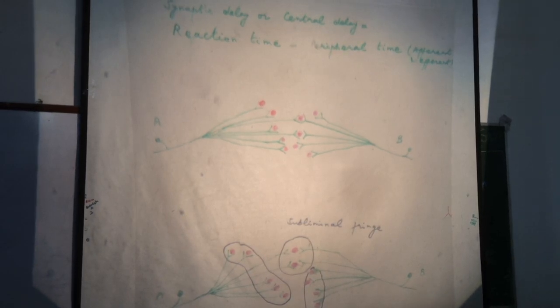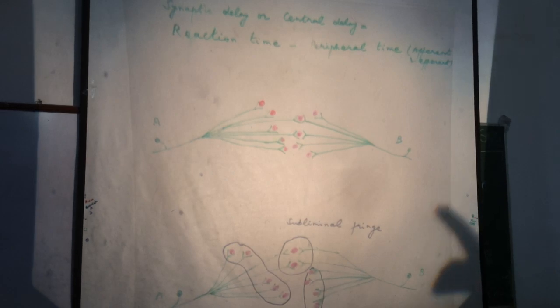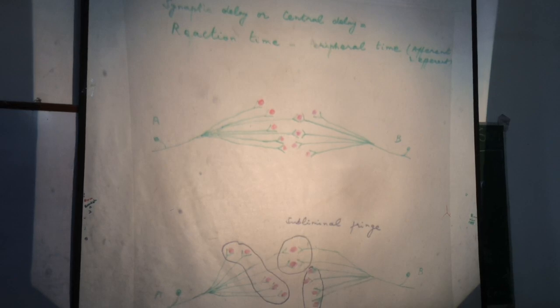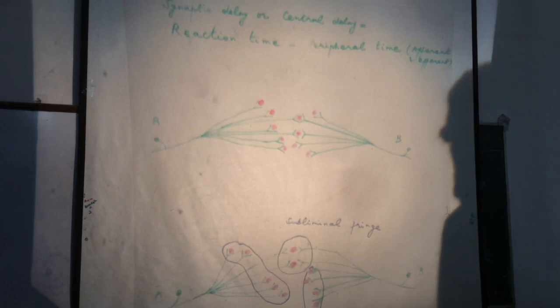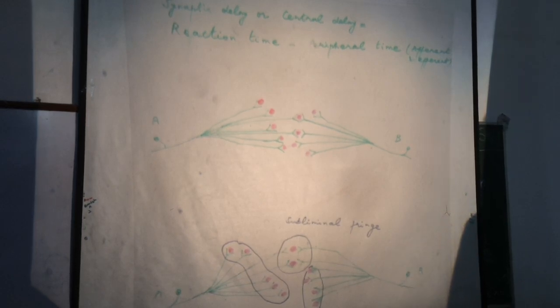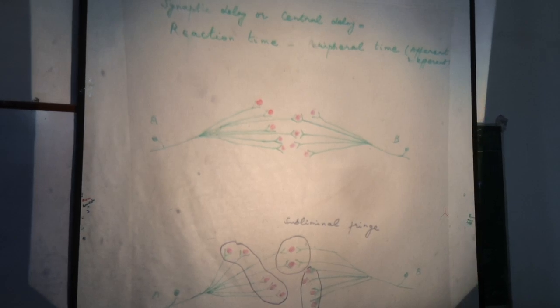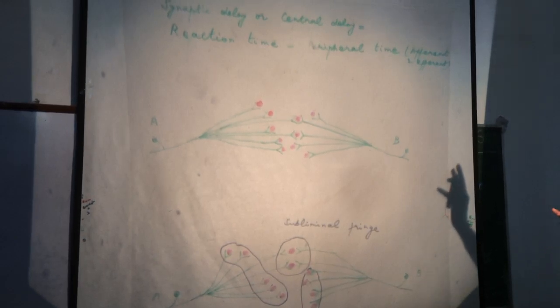Now when you stimulate both afferents A and B simultaneously, the muscle tension produced is 11G.